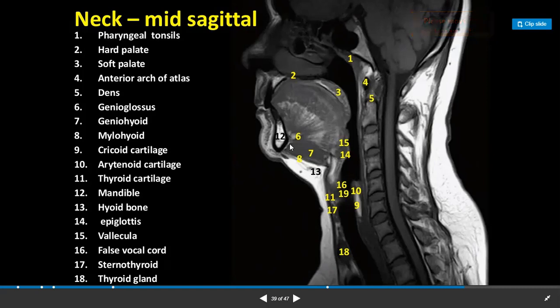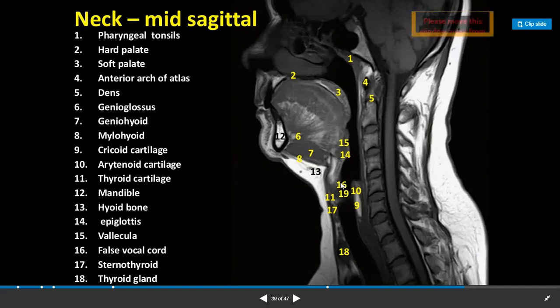Okay. And then, if you remember, this is the genioglossus muscle. This is the geniohyoid muscle, and this is the mylohyoid. Okay. Then here we have the cricoid cartilage, above which we will have the arytenoid cartilage. This is the thyroid cartilage. Okay. And then we will see this is the mandible bone. Okay. And this point we have is the hyoid bone. This area is the epiglottis. If you remember, median and lateral glossoepiglottic folds, in between which we have the valleculae.